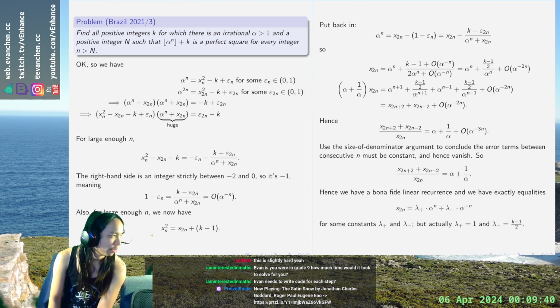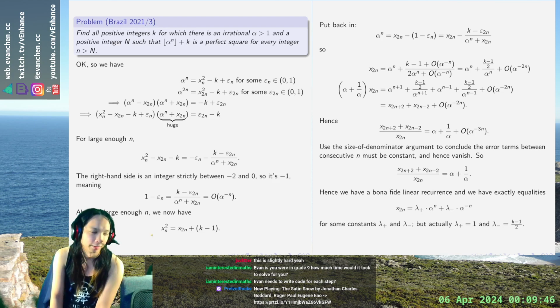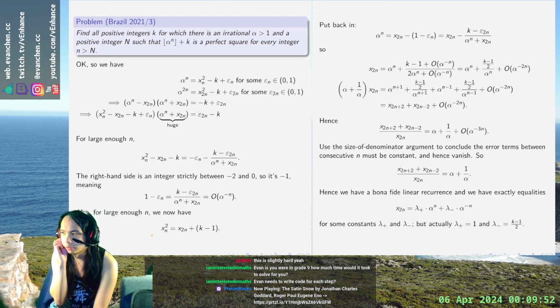If you were in grade 9, how much time would it took to solve for you? This problem, I don't think at 9th grade everyone solves it. I don't know my analysis well enough in 9th grade to even get close. Yeah, I'm gonna write up a solution to this. Also, oh my lord.